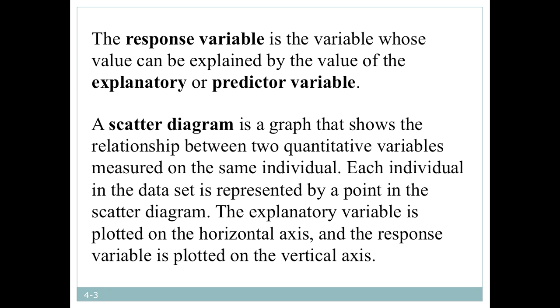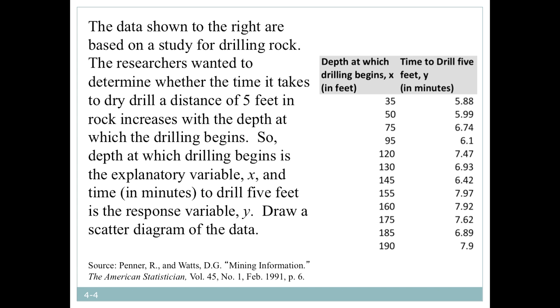It's just a graph. It shows the relationship between two quantitative variables that are measured on the same individual. Now, each individual in the data set is going to be represented by exactly one point in the scatter diagram. Now, the explanatory variable is plotted on the horizontal axis, and then the response variable is going to be on our vertical or our y-axis.